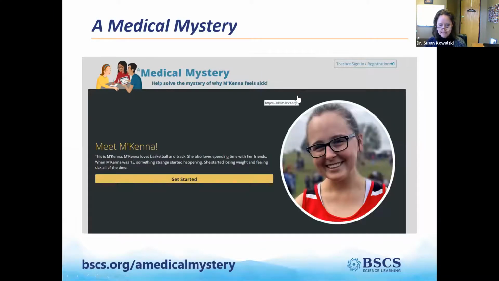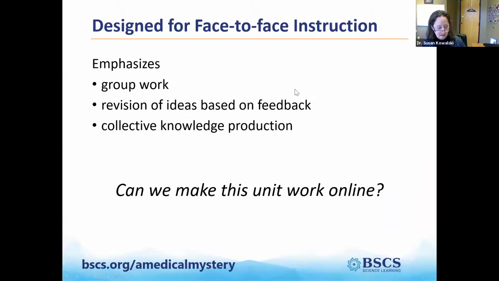So going back to my slides, I want to emphasize that this program was developed for face-to-face instruction. It assumes a lot of really rich interaction between the students and the teacher. So it would emphasize group work and revision of ideas based on feedback and collective knowledge production. So we really wanted to know, if this is a digital resource, can it really be used in an online setting?